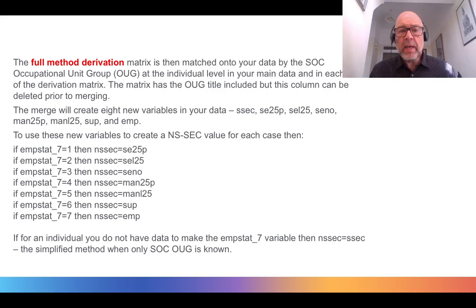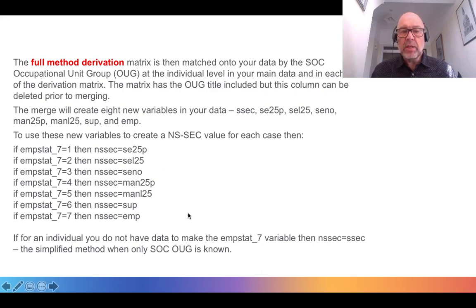And then to create an NSSEC value for each of them, this code will vary depending on what software you're using, but basically if your employment status variable with 7 categories is 1, then the NSSEC value for all those people with a value of 1 comes from the SE25P column, and similarly down through this. And so you write this code in whatever is appropriate syntax for your software.